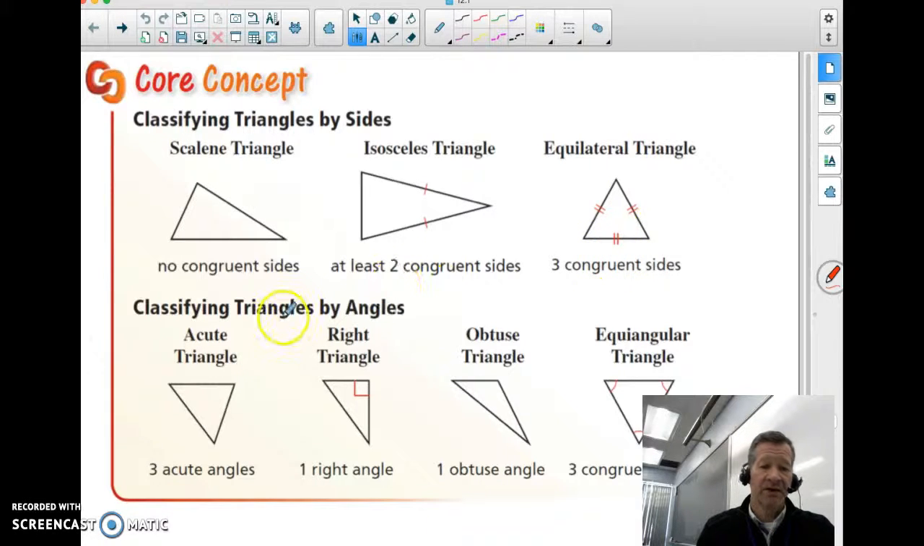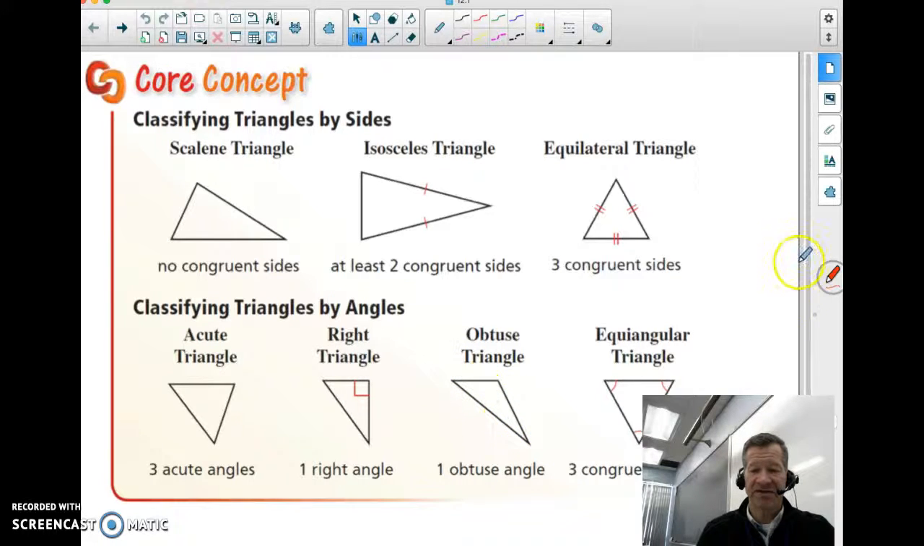Now, we can also classify it by its angles. An acute triangle is a triangle with three angles that are less than 90 degrees, three angles that are acute. In a right triangle, you'll get two angles that are acute, but one of the angles will be 90 degrees, one right angle. An obtuse triangle will have one obtuse angle, while the other two angles are acute.